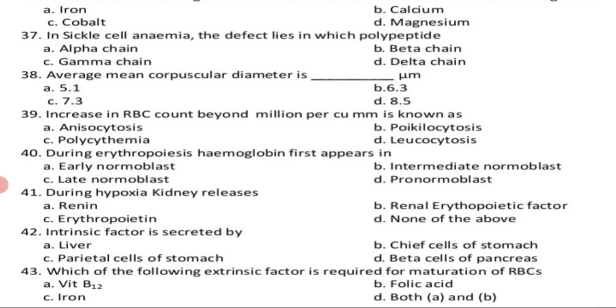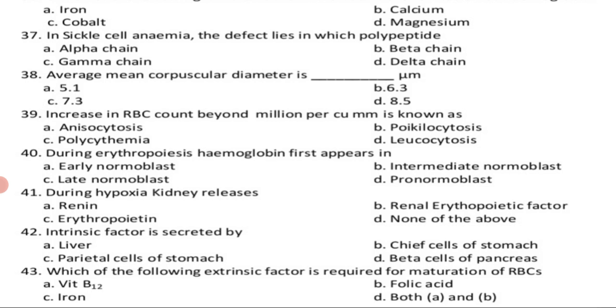Beta cells of the pancreas secrete the hormone insulin in response to a high concentration of glucose in the blood, whereas the alpha cells of the pancreas secrete glucagon in response to a low concentration of glucose. So the answer to question number 42 is option C, that is parietal cells of the stomach.